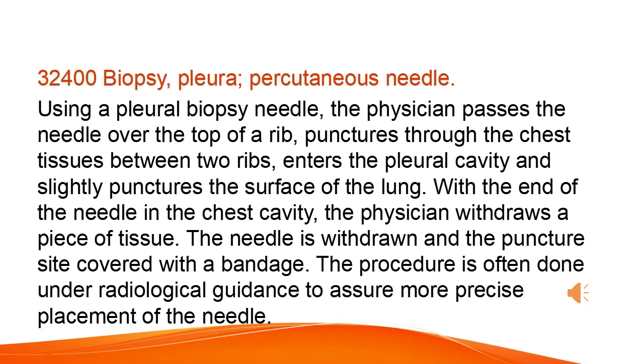Biopsy, pleura, percutaneous needle. Using a pleural biopsy needle, the physician passes the needle over the top of a rib, punctures through the chest tissues between two ribs, enters the pleural cavity and slightly punctures the surface of the lung. With the end of the needle in the chest cavity, the physician withdraws a piece of tissue. The needle is withdrawn and the puncture site covered with a bandage. The procedure is often done under radiological guidance to assure more precise placement of the needle.